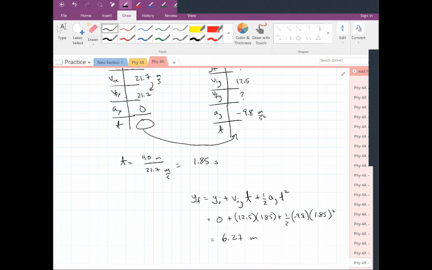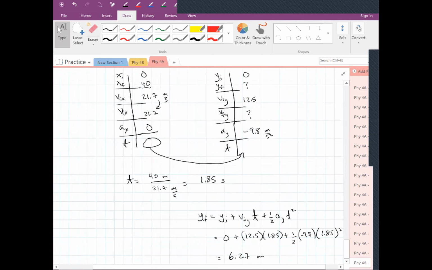So it's way over the bar. Way over the bar. And then the question is, is it going up or is it coming down? And there are a number of different ways to do this.